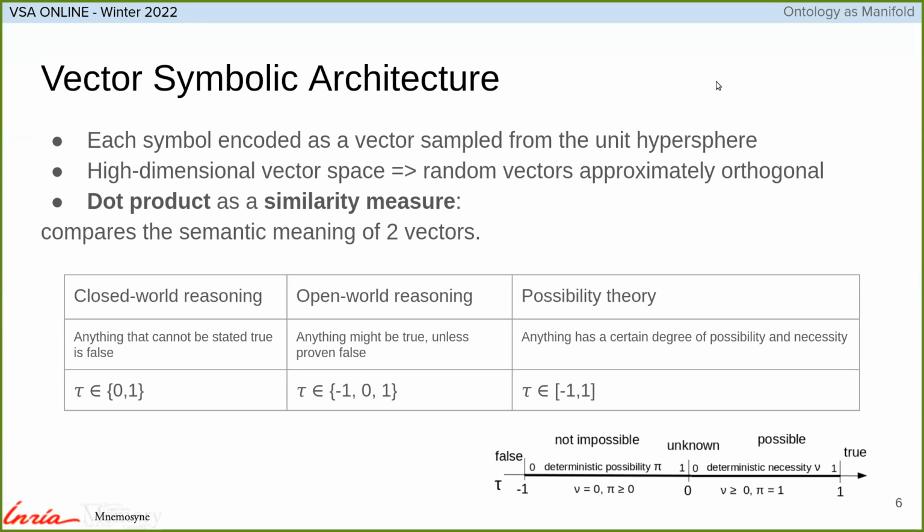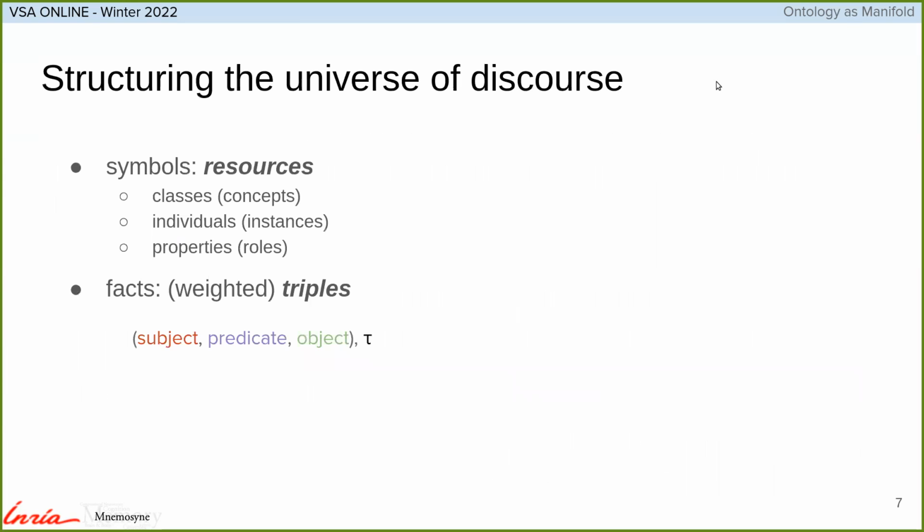And so in that case, anything between 0 and 1 would be possible with a certain necessity, and anything between -1 and 0 would be not impossible, but unlikely with, in that case, again, a certain deterministic possibility. Okay, I will keep that for later, and Thierry will tell you more about it.